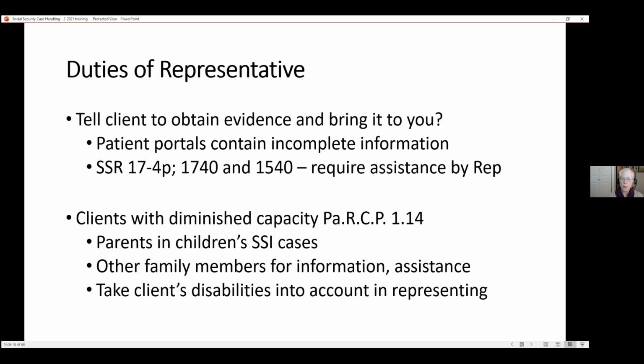Other family members, a lot of our clients have difficulties. The people who are schizophrenic, a lot of them may have a mom that helps them out, or a sister, or a cousin, or somebody that actually knows where they go. You may need to talk to other people about where the medical provider is. Some of my clients will tell me they go to a doctor. Well, what's the doctor's name? Don't know. What's the doctor's address?